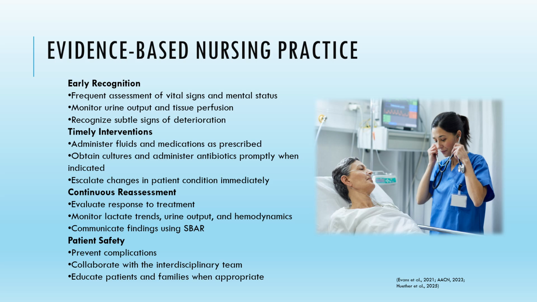Evidence-based nursing care begins with frequent assessment of vital signs, mental status, skin perfusion, urine output, and other indicators of end organ perfusion. Trends are often more important than a single abnormal value. For example, a rising lactate level, decreasing urine output, or new confusion may indicate worsening shock even when blood pressure initially appears stable. Timely intervention is equally important.